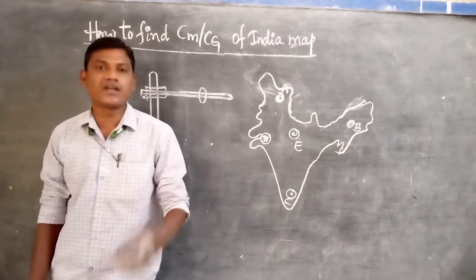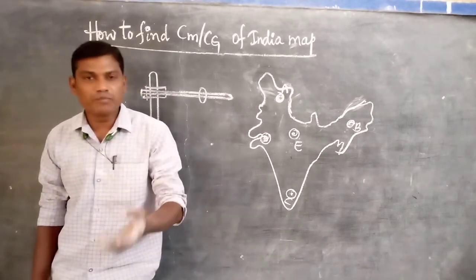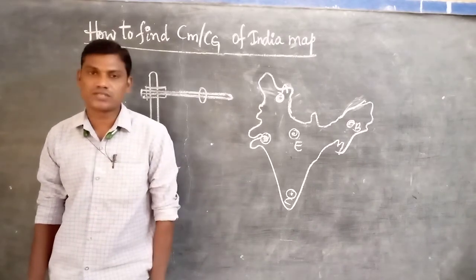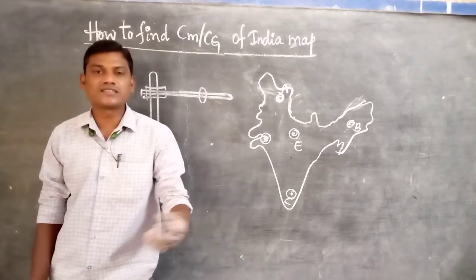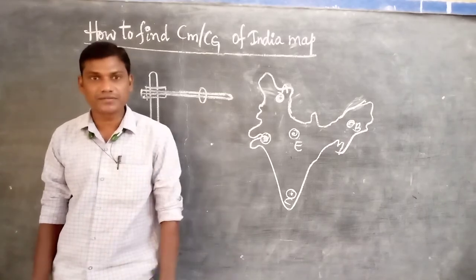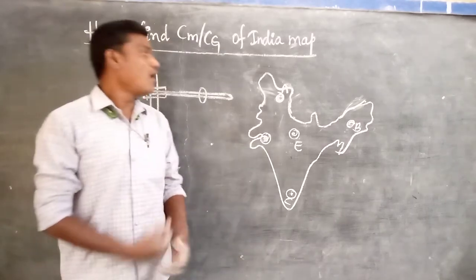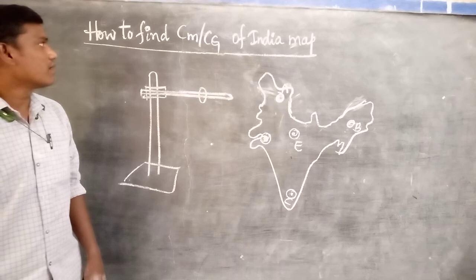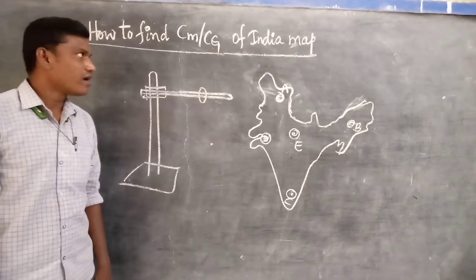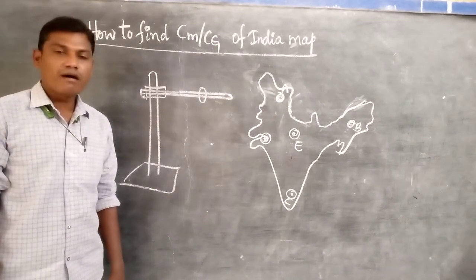For example, when you are carrying a bucket of water, when a person bends to touch his toes, or when a person is sitting in a chair. And finally we discussed how to find the center of mass or center of gravity of the India map made of steel.